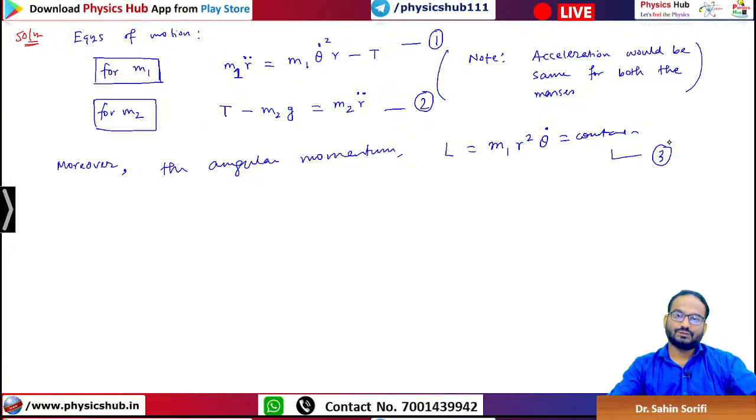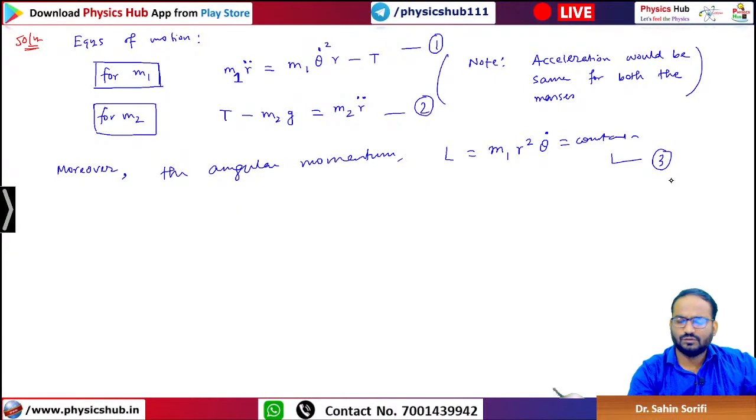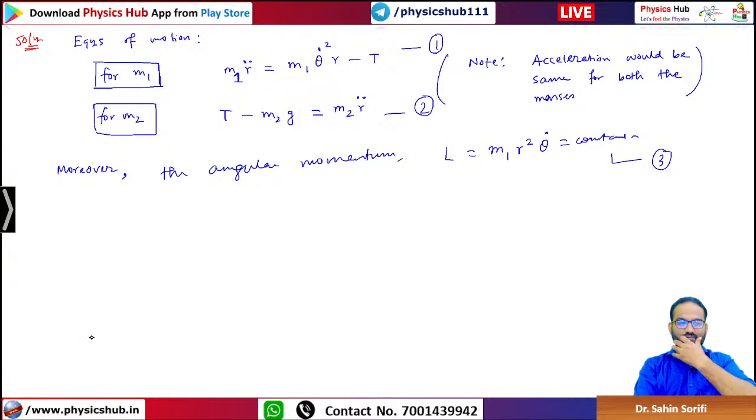Have you understood this one? This is the main thing of the calculation. Later on, whatever calculation you will be doing will be just the follow-up. This is the main thing. Do you understand these equations of motion and the angular momentum?